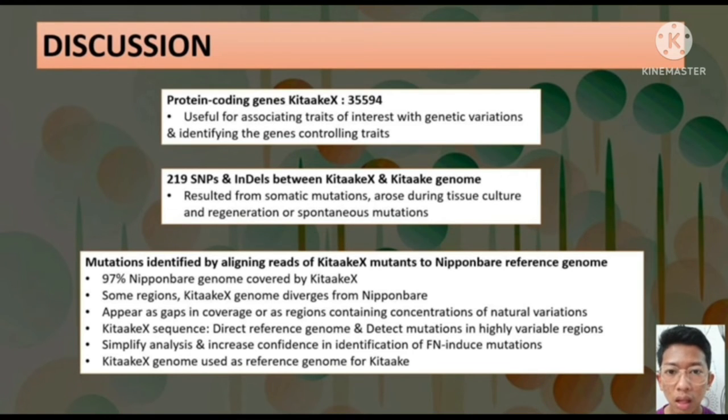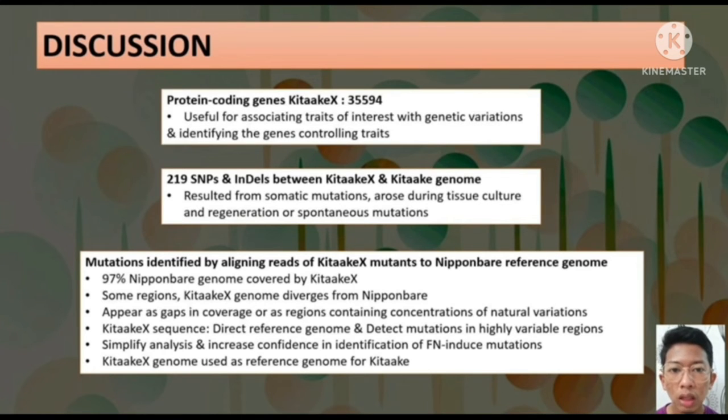219 SNPs and indels were identified between Kitake X and Kitake genomes, which resulted from somatic mutation that arose during tissue culture and regeneration, or maybe from spontaneous mutation. The mutations were identified by aligning the reads of Kitake X mutant to the Nippon Bare reference genome. On average, 97% of the Nippon Bare genome was covered by the Kitake X reads.